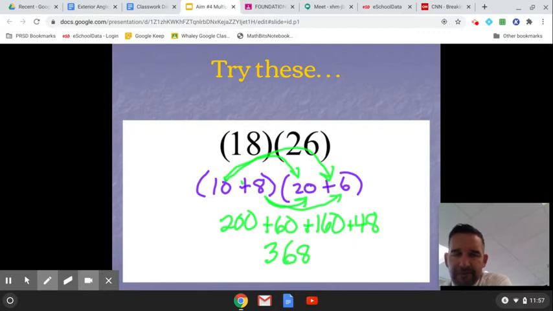Now, I get it. You're probably thinking to yourself, well, I could just take a calculator out and multiply 18 times 26. Sure, you could. But the purpose of what we're doing here is to try to show you this process called double distribution so that when you get a problem that's not just numbers, you can still multiply.